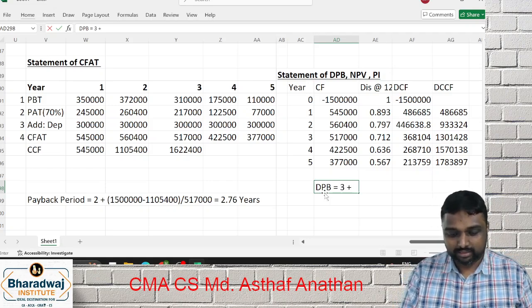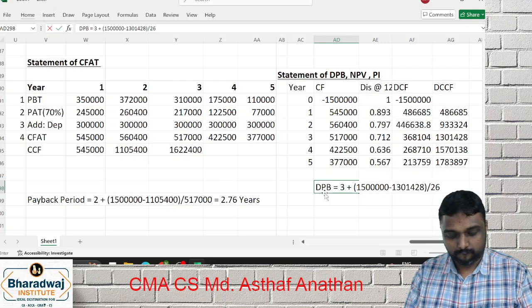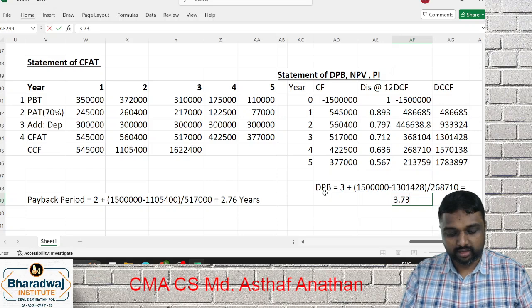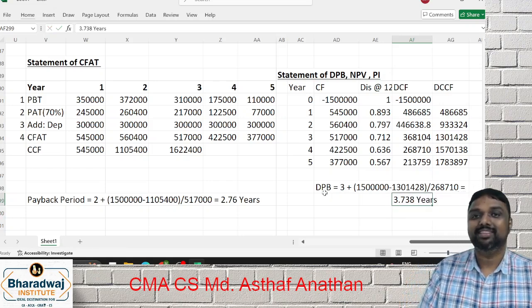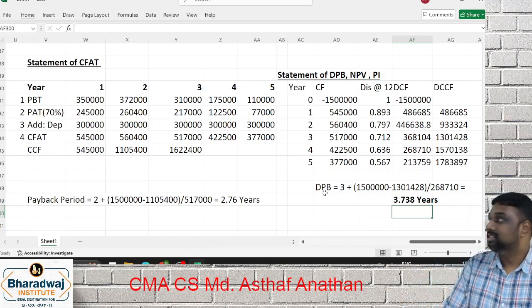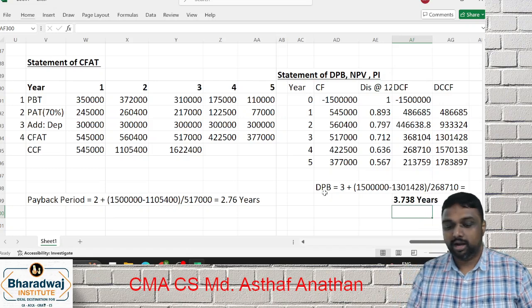3 plus 15 lakh minus 13 lakh 1,428 divided by... 3.73, 3.738. Yes. Are you clear, friends? This is how you have to approach. So you go to now what?